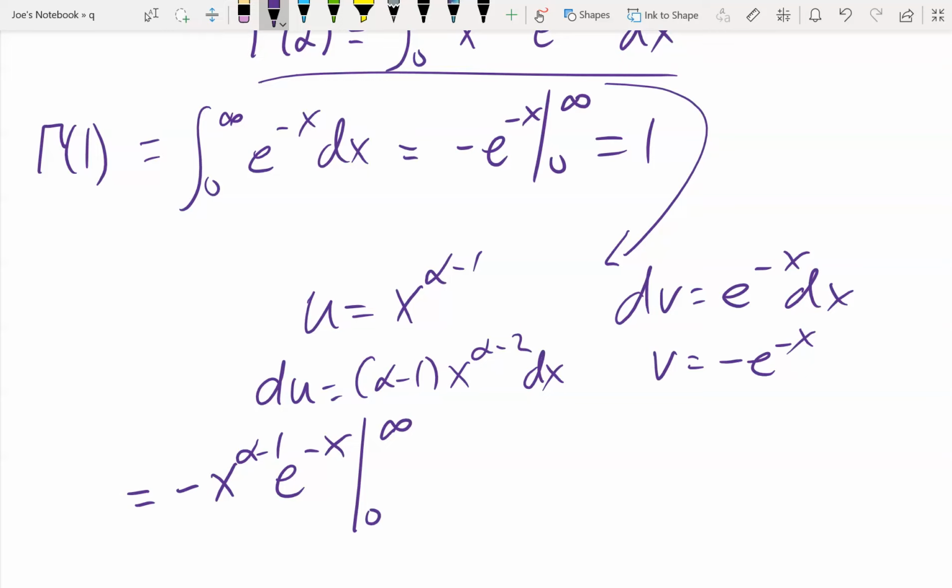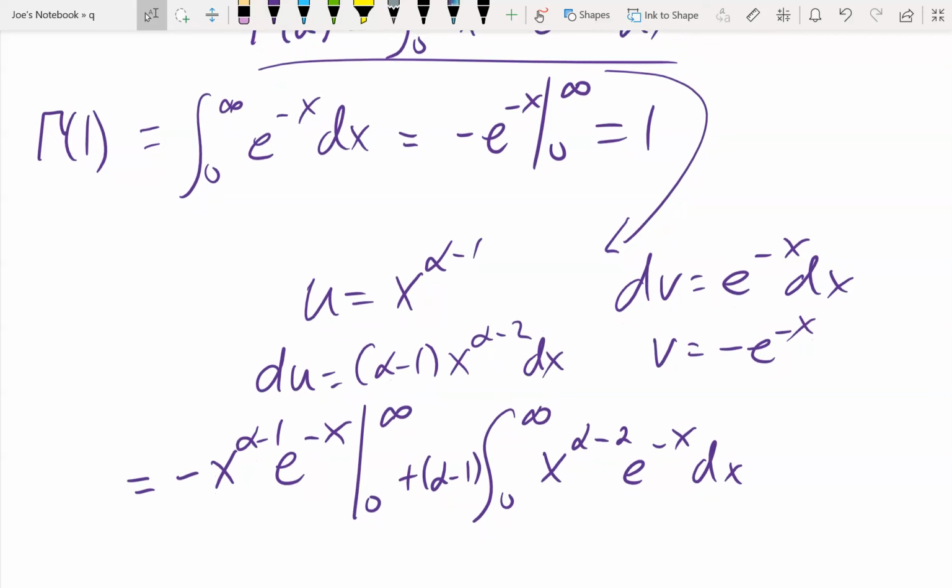All right, integration by parts formula, enunciation is important, is uv minus the integral of v du, right? Okay, minus a minus makes a plus. Integral from 0 to infinity. I can pop out the alpha minus 1, and inside we're left with x to the alpha minus 2, e to the minus x dx. All right. We'll worry about the integral in a minute.